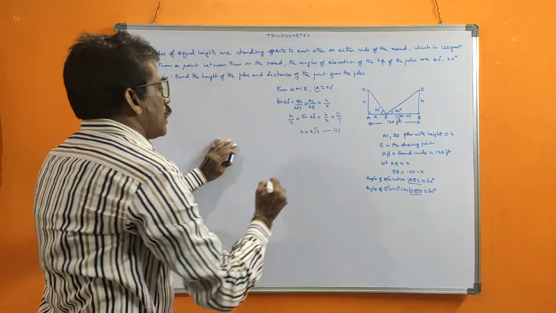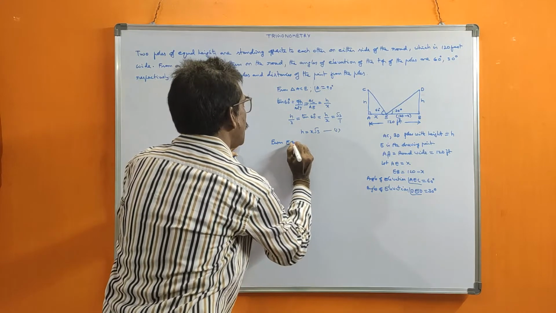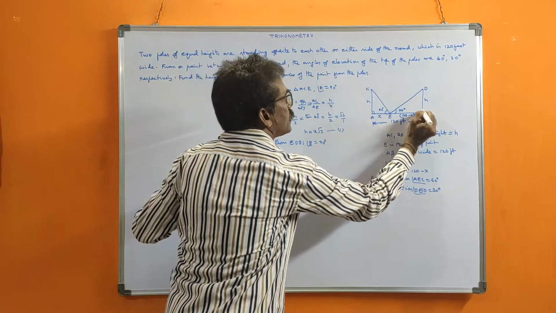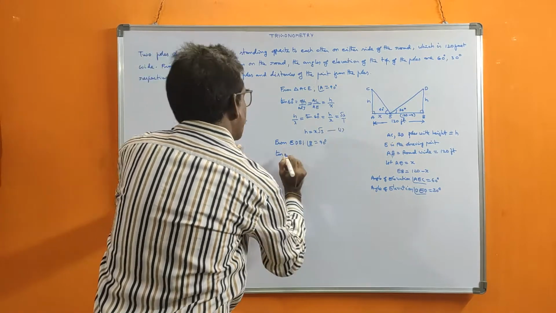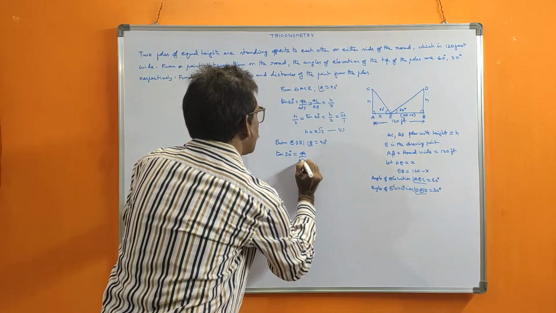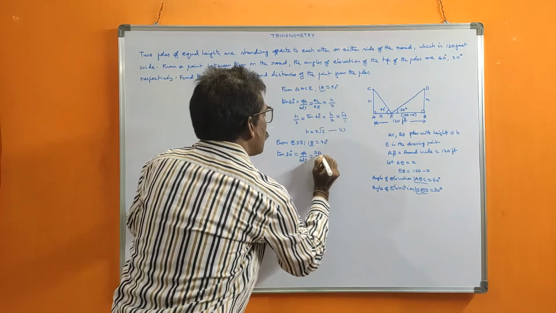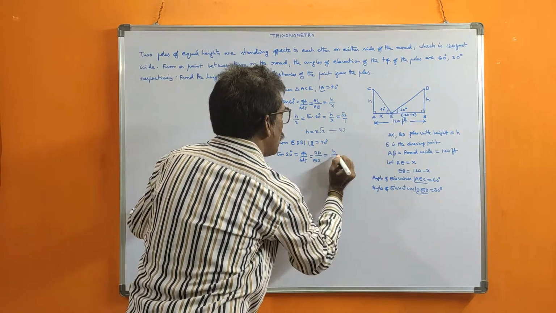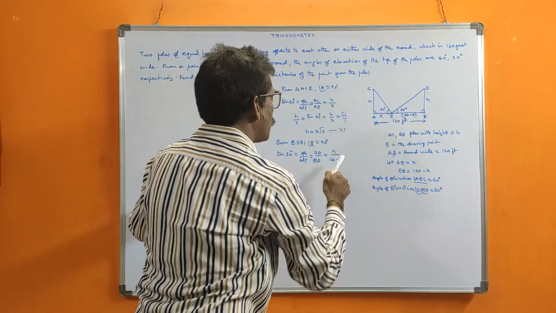Now, take another triangle, EDB. In this, angle B is equal to 90 degrees, so we can take tan 30. Tan 30 means opposite side by adjacent side. For 30 degrees, the opposite side is BD and the adjacent side is EB. BD is H, and EB is 120 minus X.